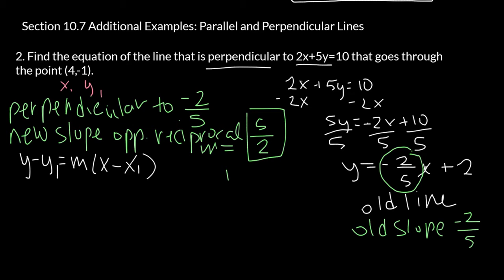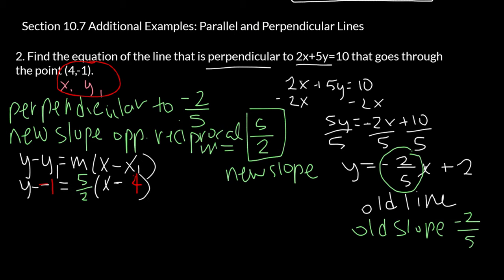And now we're going to plug in that new slope, as well as the point (x1, y1), into y minus y1 equals m times (x minus x1) in order to get our equation of our line. So plugging in there, we get y minus negative 1 equals 5 over 2 times (x minus 4). And then we want to simplify this equation a little bit, so y minus negative 1 we can write as y plus 1 equals 5/2 times (x minus 4).